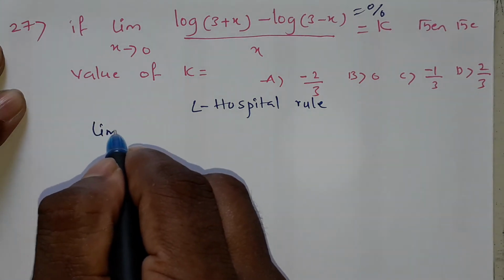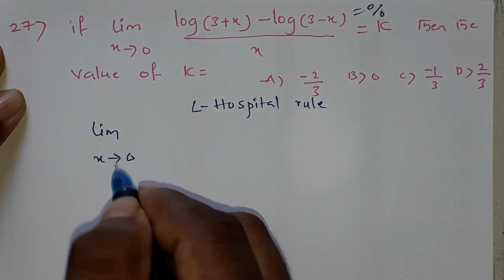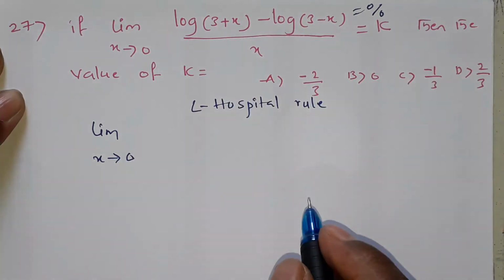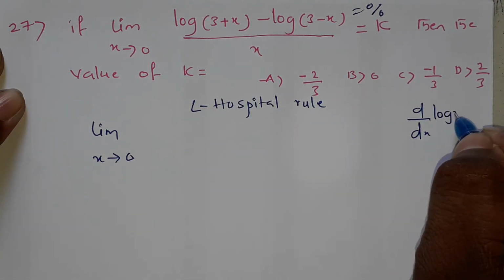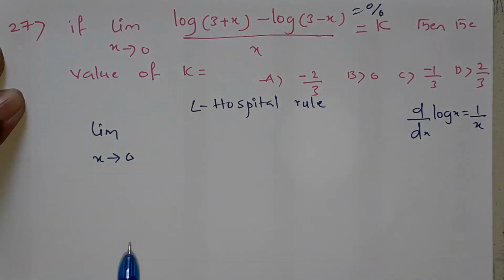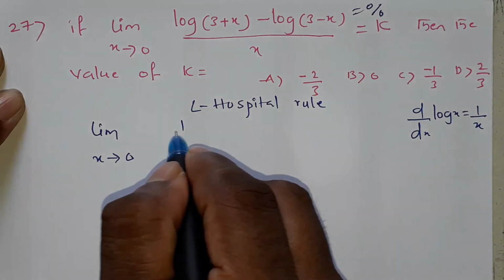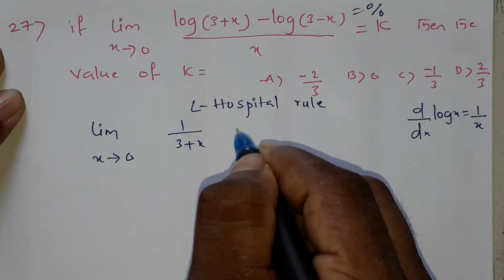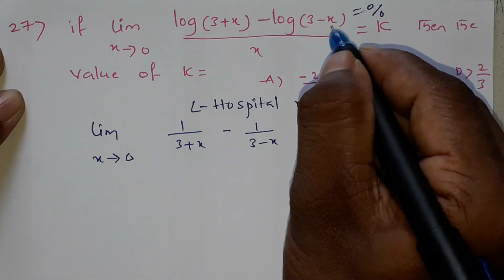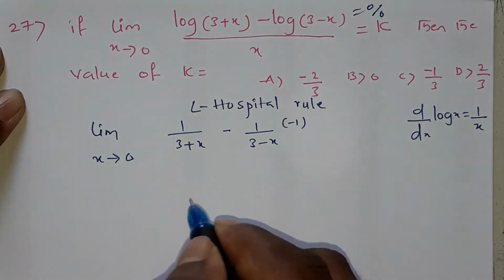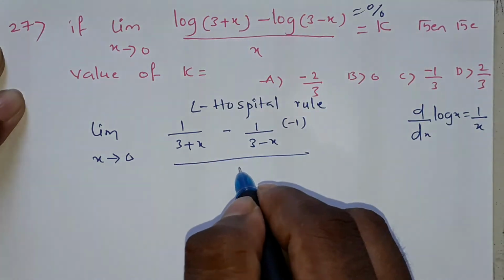Limit x tends to 0. d by dx of log x, the derivative of log x, is 1 by x. In place of x we write 3 plus x, so 1 by 3 plus x. Similarly here 1 by 3 minus x. Here the x coefficient is minus 1, so we take minus 1 by x value is 1.